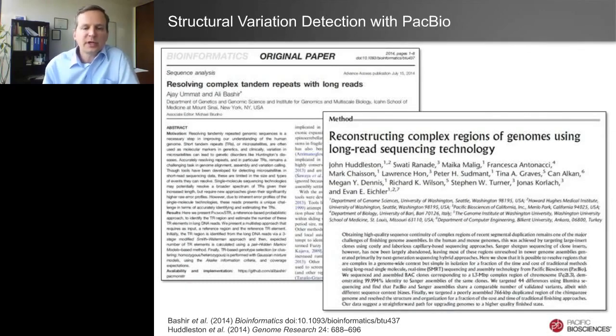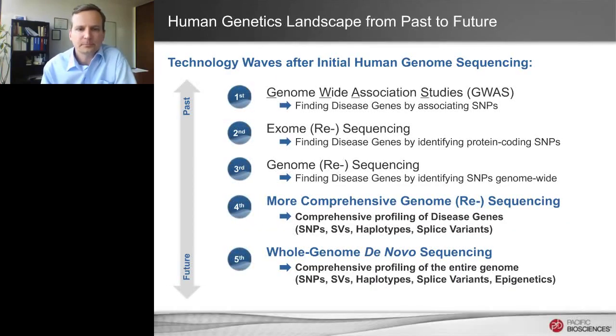There are other papers that I don't have time to go into that have been published describing the algorithms and methods to resolve complex tandem repeats with long reads. This is from Mount Sinai, Ali Bashir developing a tool he calls PacMonster, and Evan Eichler in a paper that describes the reconstruction of complex repeats in genomes using the long-read PacBio sequencing technology.